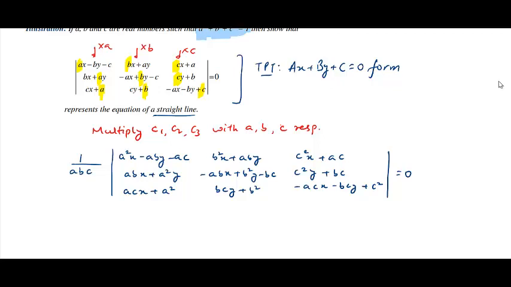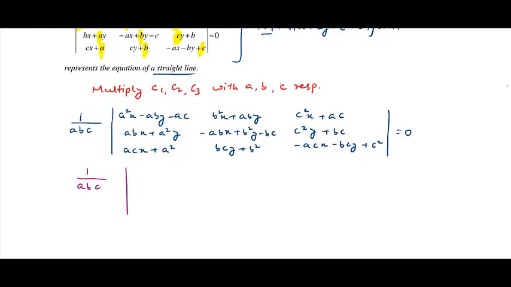What we can do here is use a transformation that in the first column I add the second and third columns, right? So in the first column we add the second and third columns. As a result of this, the determinant now looks like x times c.